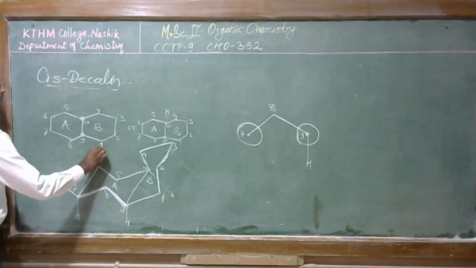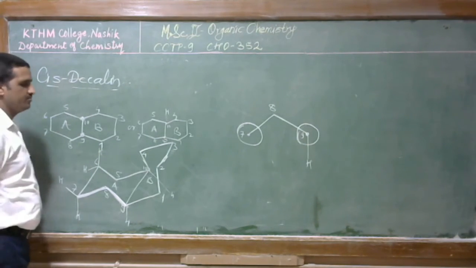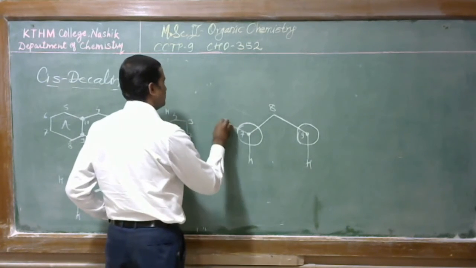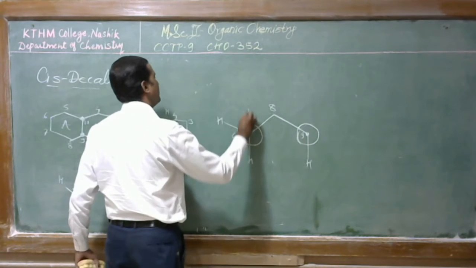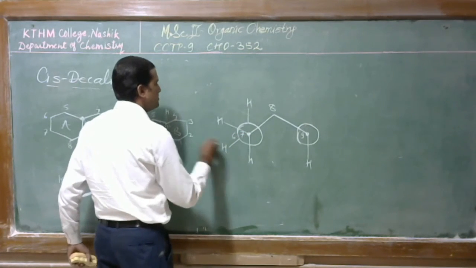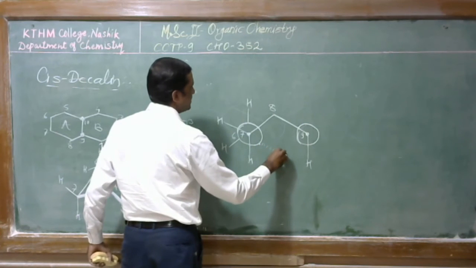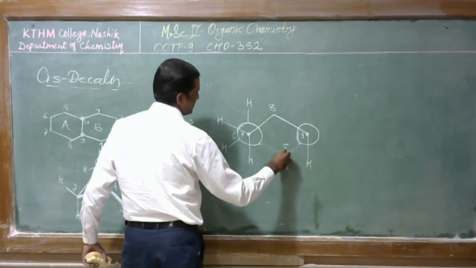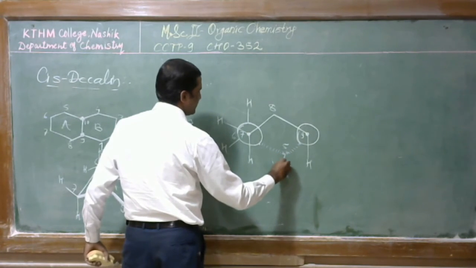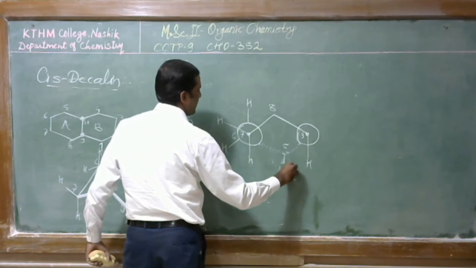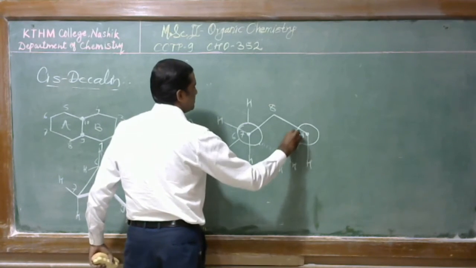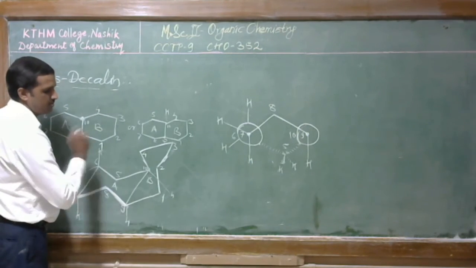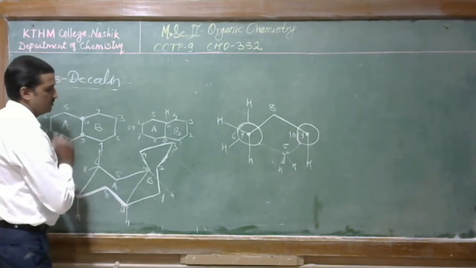Likewise carbon number 6, which is the back side carbon of carbon number 7, has two hydrogens, axial and equatorial. This carbon number 6 is connected downward to the next carbon atom, carbon number 5. This carbon number 5 is next connected to the backside carbon of carbon number 9, that is carbon number 10. Carbon number 9's backside carbon is carbon number 10, which is connected to carbon number 5.